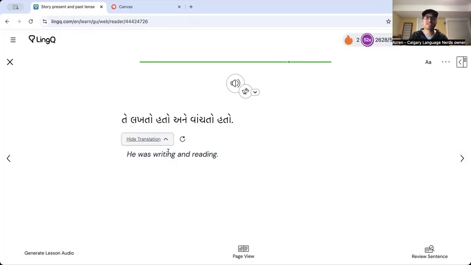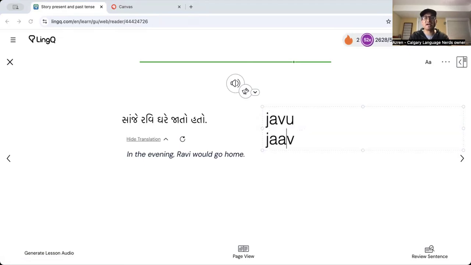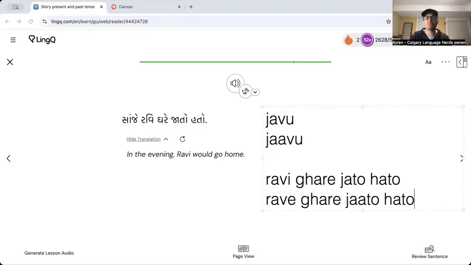E laktoto ane vanchtoto. He would read and he would write, right? Laktoto, he would write. Vanchtoto, he would read. Sanje ravi ghare jato. So he would go home. By the way, for the verb to go, we have two options. I don't even know how I read it to you, but we can say javu or jaavu. Both of these can mean to go. So you could say Ravi ghare jato hato or Ravi ghare jaato hato. Both are correct. Jato or jaato, both are just fine.